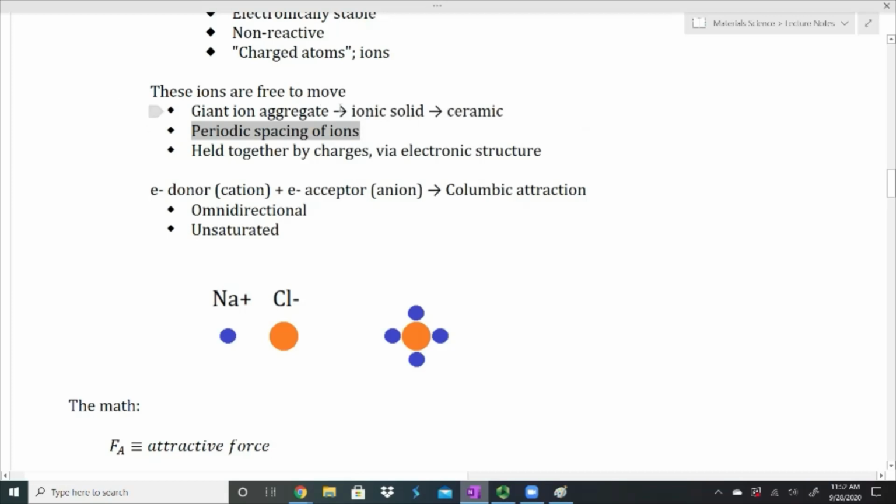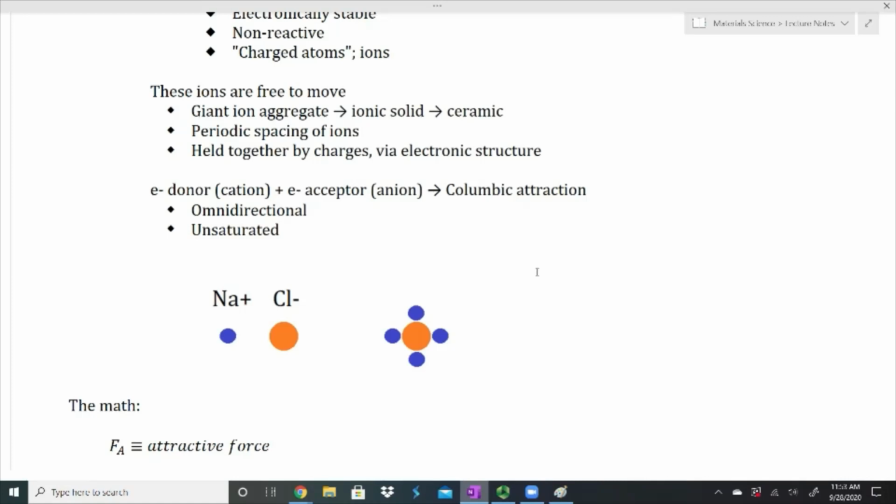So if I have a whole bunch of ions come together, we call it an ionic solid, also called a ceramic, and they're held together by these charges. What we have here is a picture. If I have a positive charge, such as Na plus, and a negative charge, such as Cl minus, they're going to attract each other. And they're going to be omnidirectional. It means that there's not necessarily going to have to be specific angles that these happen at. It's just pulling in from all directions.